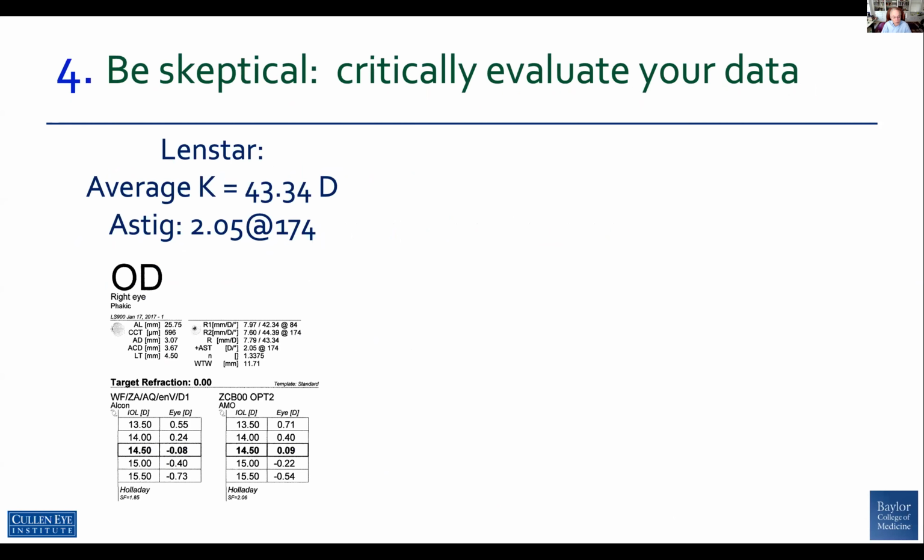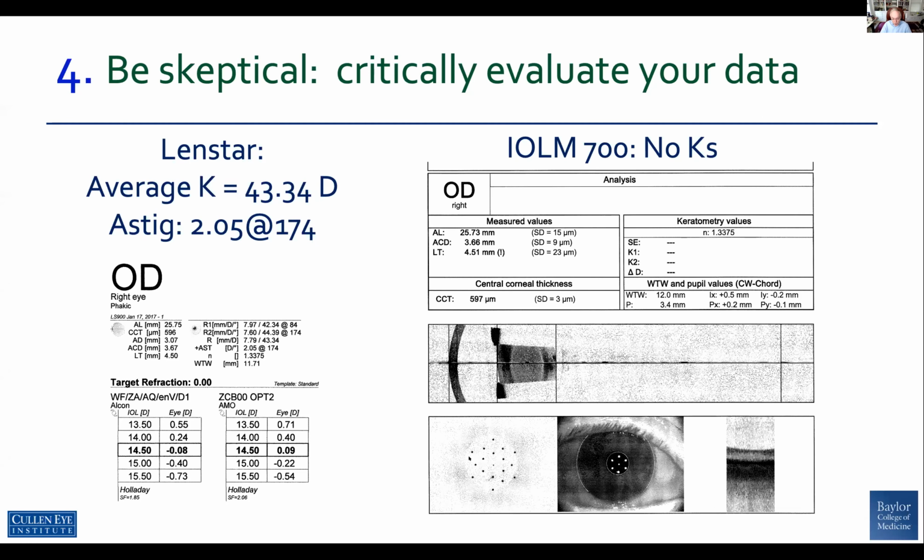So here's a patient who came to me for pre-op. You can see the LensStar 4334, 2 diopters of astigmatism. So you're thinking a toric IOL, of course. But the IOL Master did not give me any K readings. And in fact, if you look at the reflections of the Myers, you'll see that there's one missing right there.